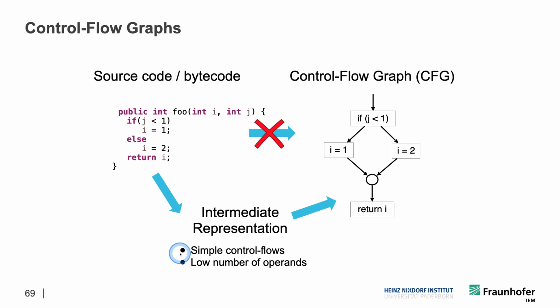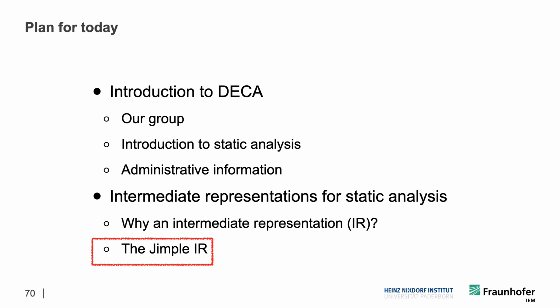Here we will have simple control flows, that's one requirement, and a low number of operands, that's another requirement. So what I want to talk about today, as the last part of this week, is the so-called Jimple intermediate representation, which is the primary intermediate representation of the Soot static analysis framework that we will also be using in this course. Like I said, you will have the option to use either Soot or Phasar.